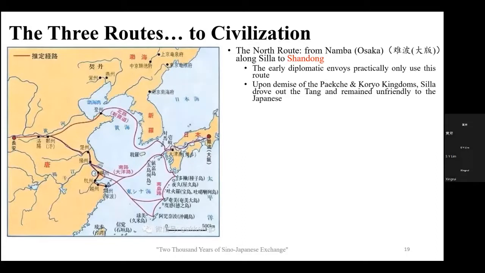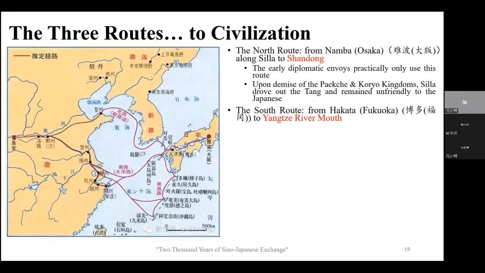Let's deviate a little bit from this book and understand a little bit about the geography between China, Japan, and Korea. You can see on the map here, there are actually 3 routes between Japan and China. The first route is called the Northern Route, and this is basically from Osaka all the way to Shandong. You can see this red line, right? It routes to the southern coast of Korea to reach Penglai. In the early diplomatic envoys, they practically only used this route because it's near the land, it's safer.